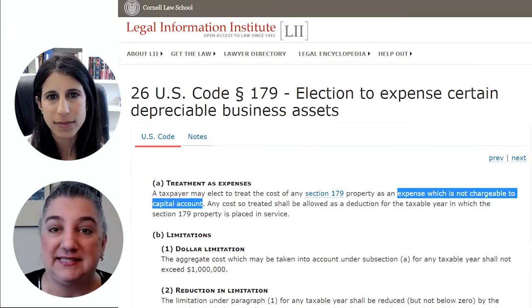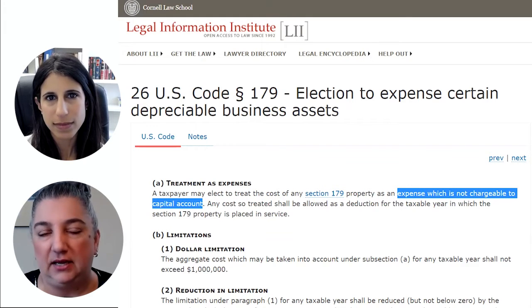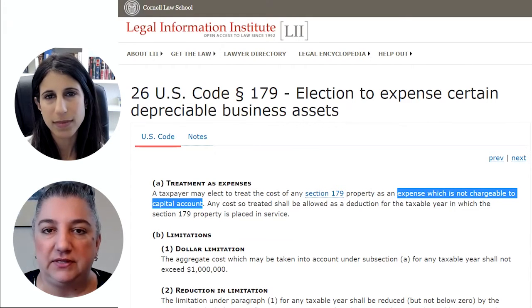An expense that's not chargeable to capital account means that it's a current deduction. Chargeable to capital account means that it's capitalized, which is creating or adding basis. And we briefly discussed this in our Break into Tax video, initial basis in an asset. So in general, this is a pro-taxpayer provision. That's because generally taxpayers would prefer to take a deduction up front for the full cost of an asset rather than creating basis in the asset and then looking to the depreciation deduction to recover that cost more slowly through deductions over the course of the useful life of the property.